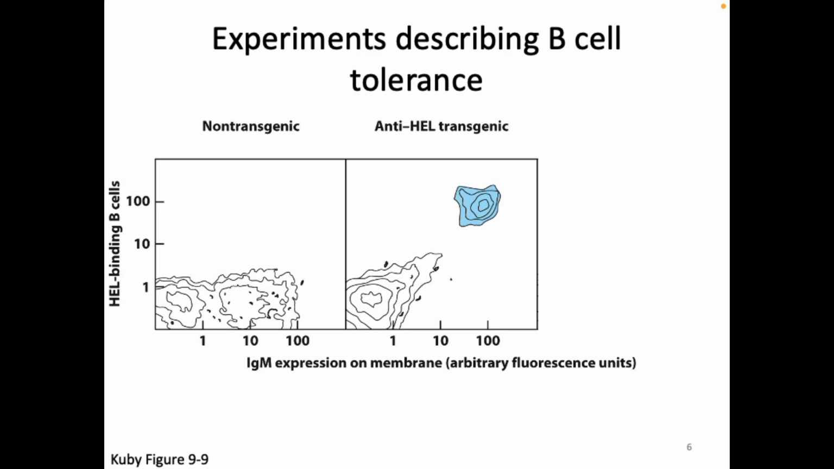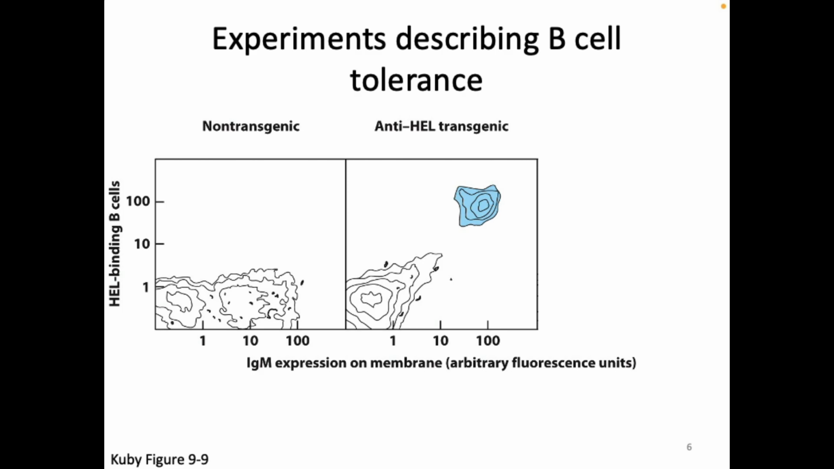This experiment was done in the 80s, I believe. If we did the experiment now, we would also see one dot up here for the one B cell that does bind HEL. But they weren't good enough to find the one individual cell. So we might have the one B cell up here that bound HEL, but it would be really rare. And this is, again, just in the plain mouse before we made any modifications.